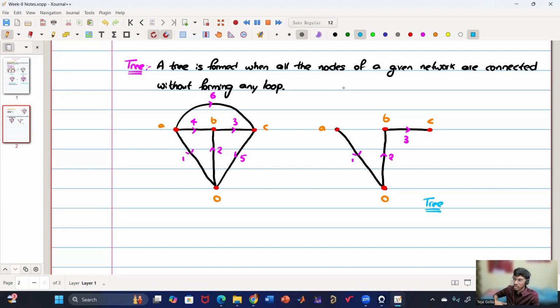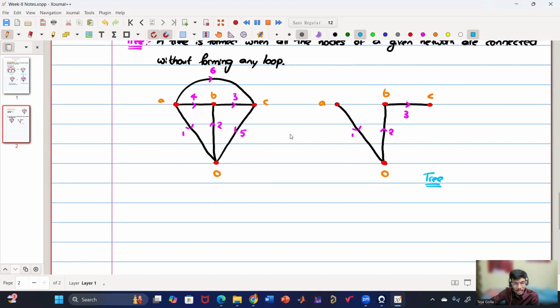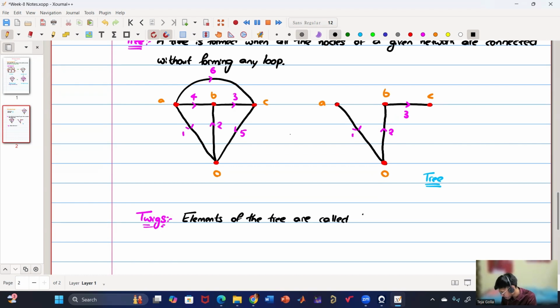Understood. Now what are the elements of the tree? The elements of the tree are called twigs. And how many twigs will there be? Always n minus 1. If n is the number of nodes, then we'll always have n minus 1 twigs.